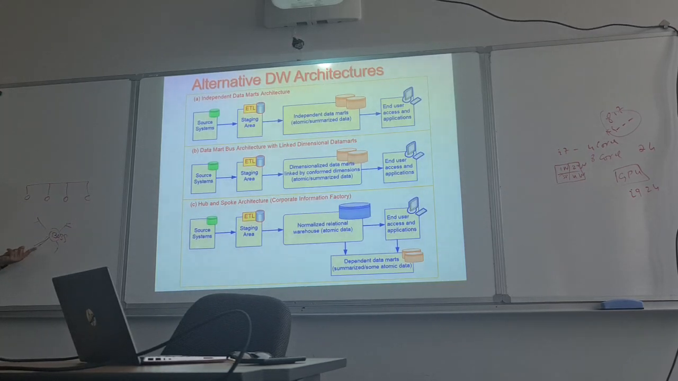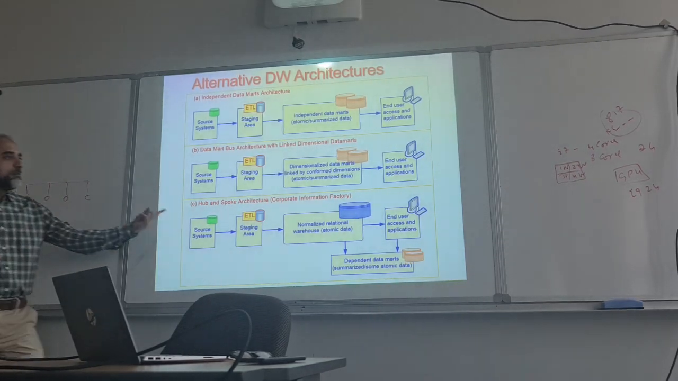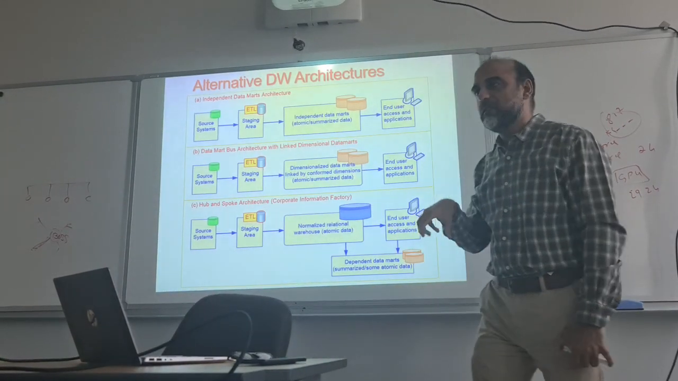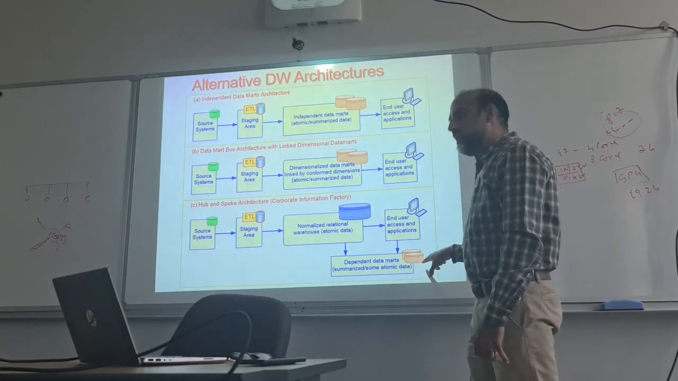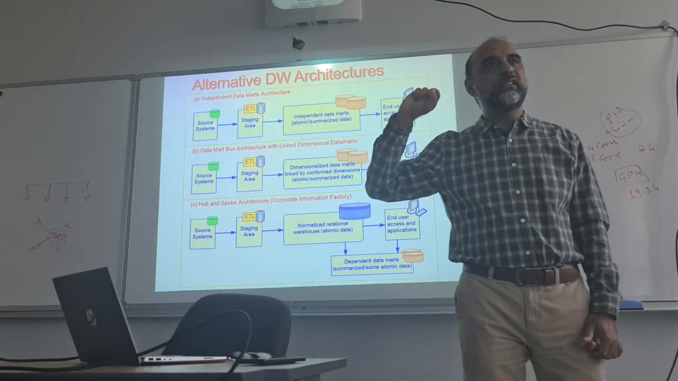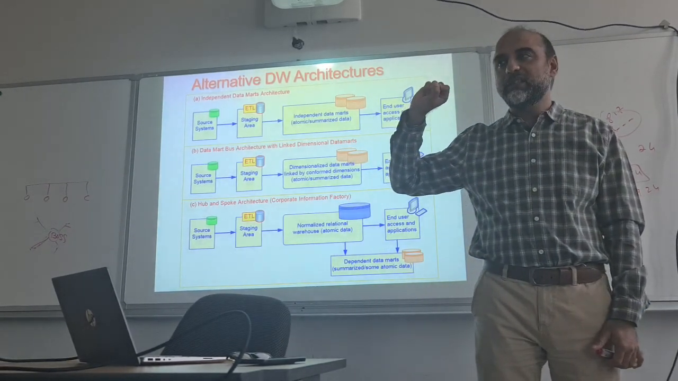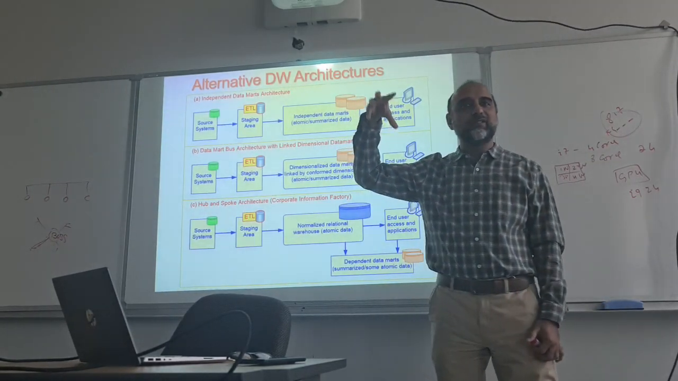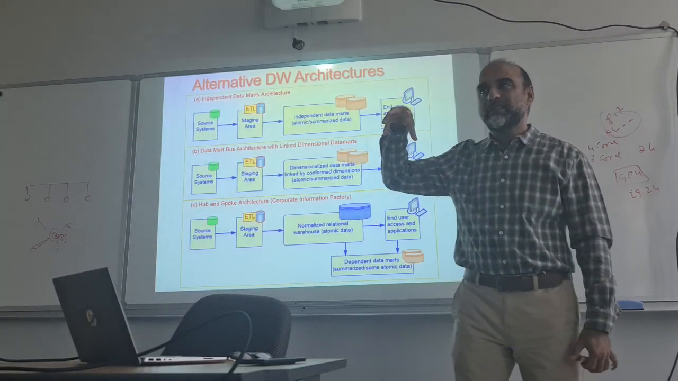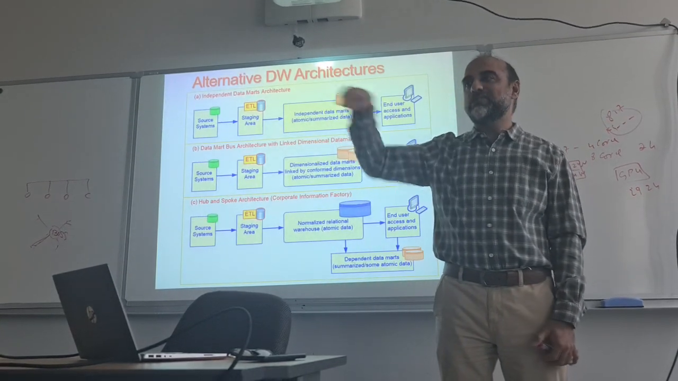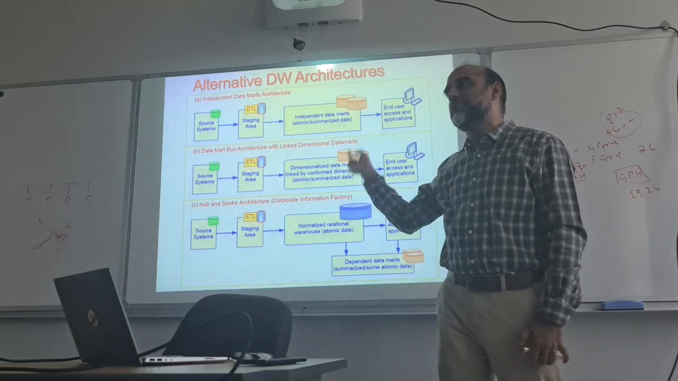In the other one, hub and spoke, you have a normalized relational database in between. So even if there are multiple databases, they actually just talk to this central relational database to get whatever they need. So this relational database is actually like a hub. And then the rest, if they need anything, they get it not from the other data marts, but from this relational database.